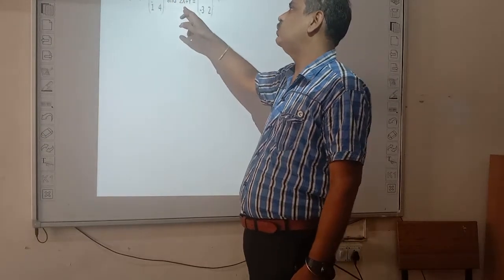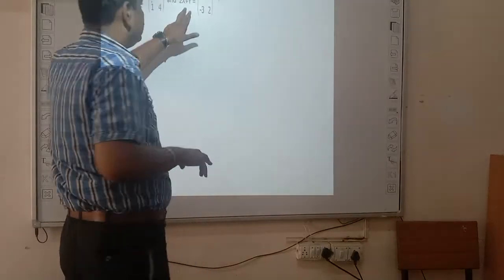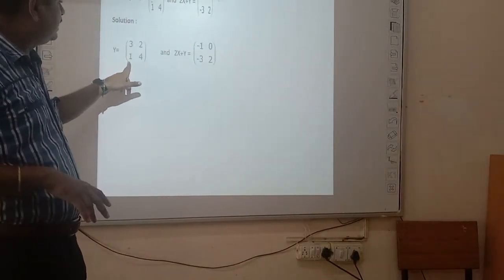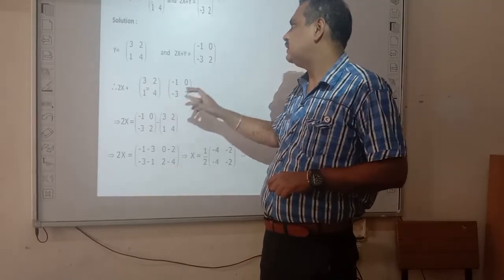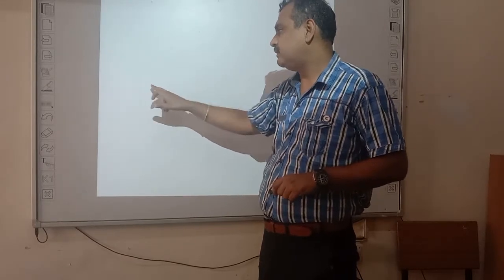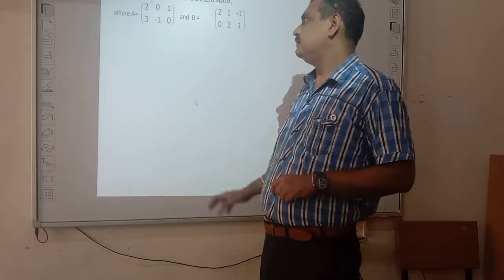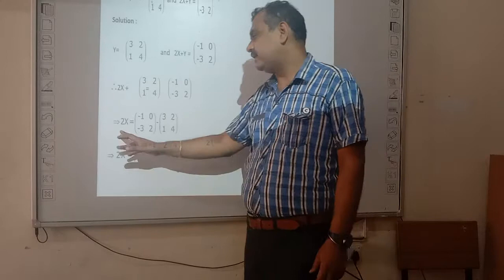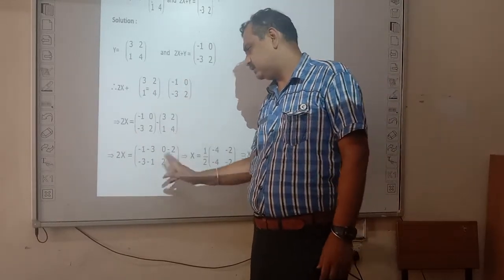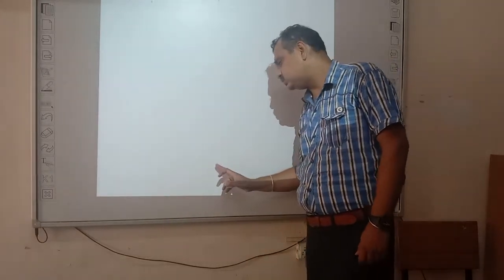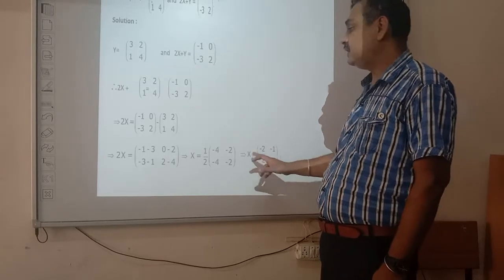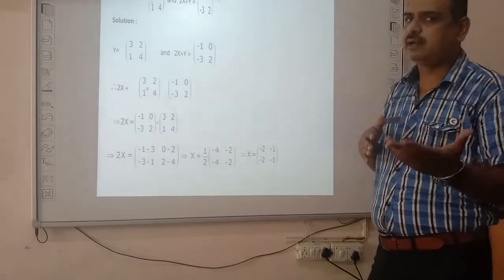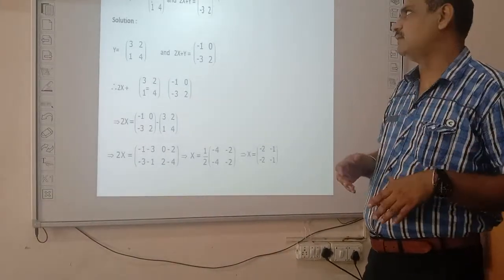Let's take one example. This is x, you have to find it. If y is this, and 2x plus y equals the matrix we are given, then you have to put the value of y here: 3, 2, 1, 4. Then 2x equals this matrix minus this matrix. Solve it. Then 2x equals minus 4, minus 2, minus 4, minus 2. Take it half. You will get minus 2, minus 1, minus 2, minus 1. This is the value of x. So in this way you can find easily the value of a matrix in an equation if the equation is given along with matrices. Please move on.